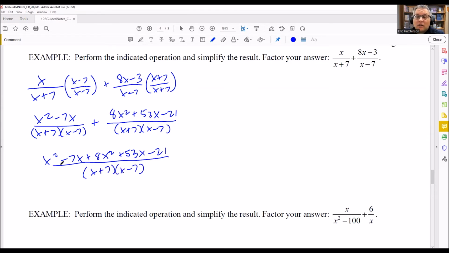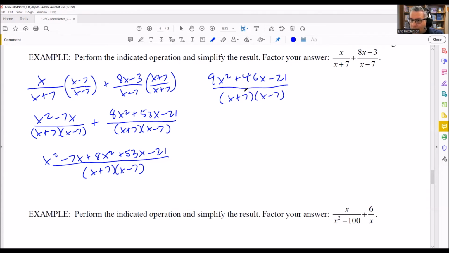We want to add the like terms together. So when we do that, we're going to get a 9x squared. Negative 7 and 53 is going to be a positive 46x. Then we have minus 21, all over x plus 7, x minus 7.